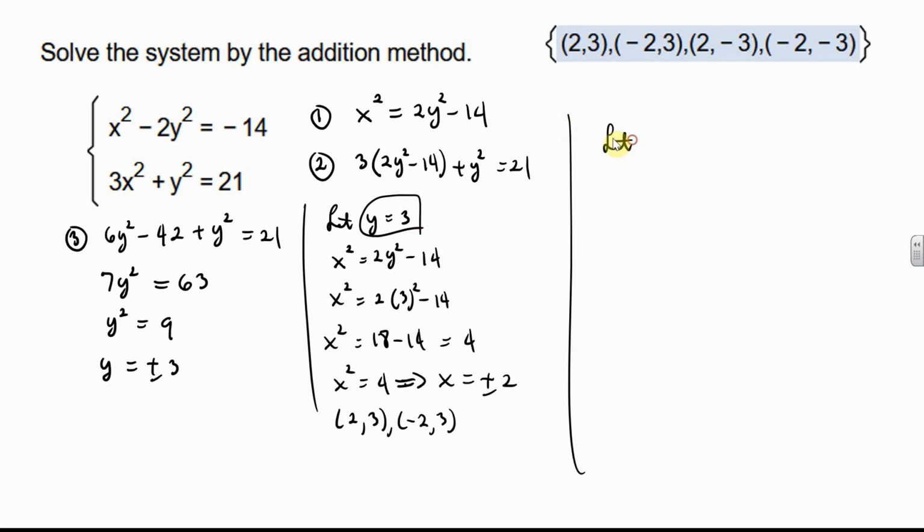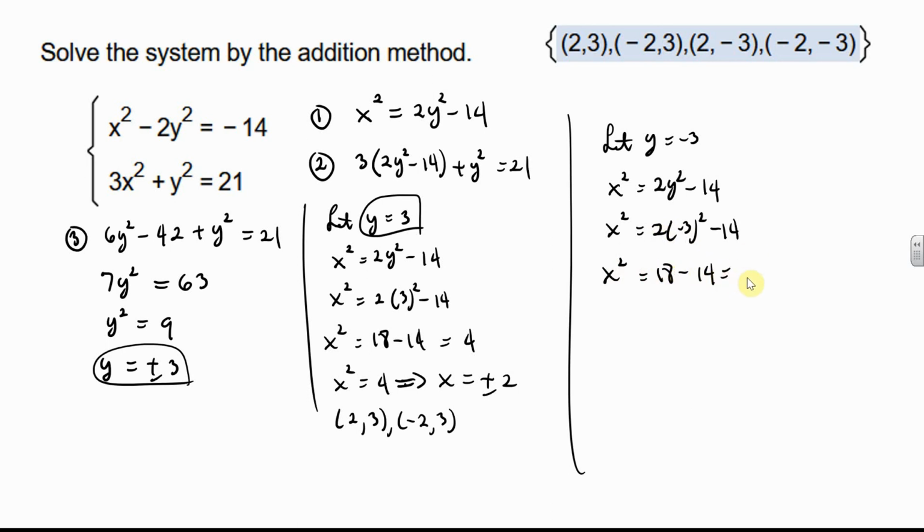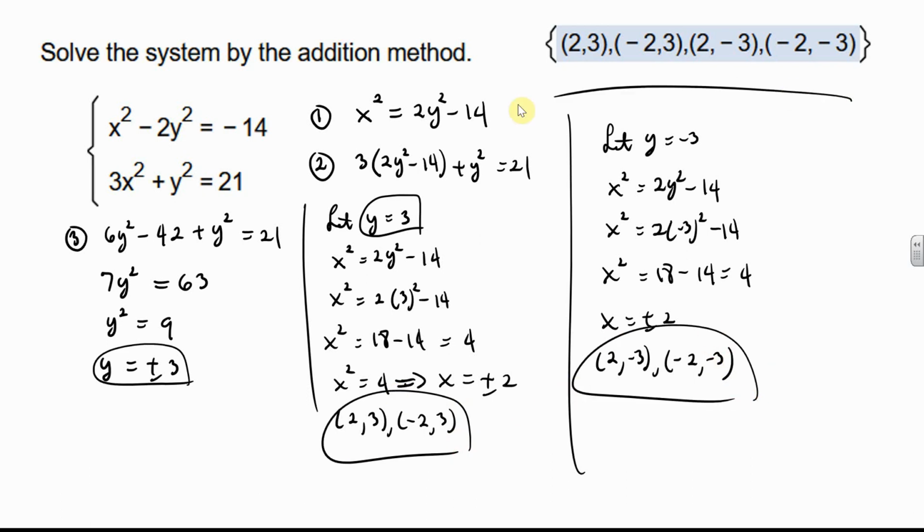Now, we got 2 values for y. Let y equal to negative 3. So if y is negative 3, then I go back to the first step: x squared is equal to 2y squared minus 14. x squared is equal to 2 times negative 3 squared minus 14. That's 9 times 2, that's 18, minus 14. Again, I get 4. x is equal to plus or minus 2. So I have 2, negative 3, and then negative 2, negative 3. And you get 1, 2, 3, 4 points.